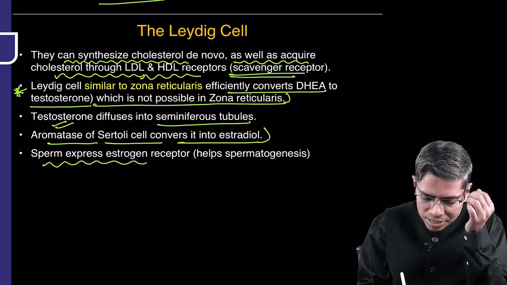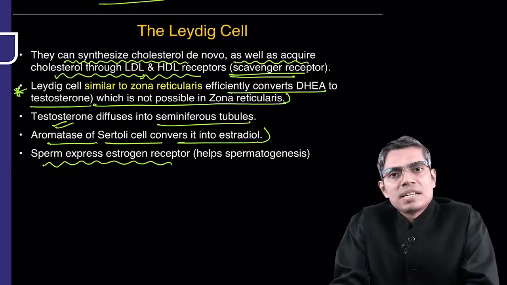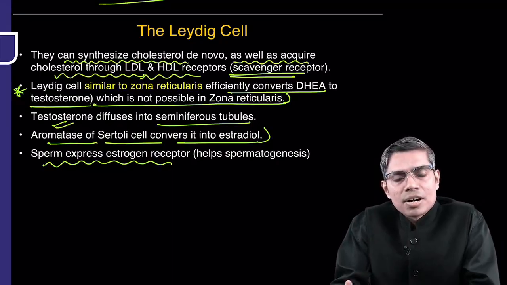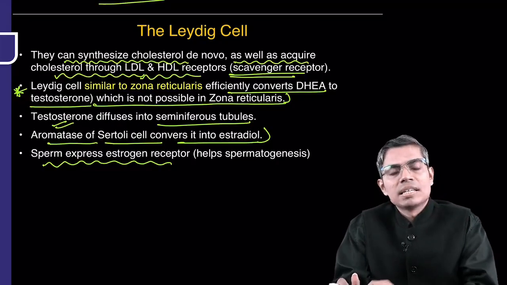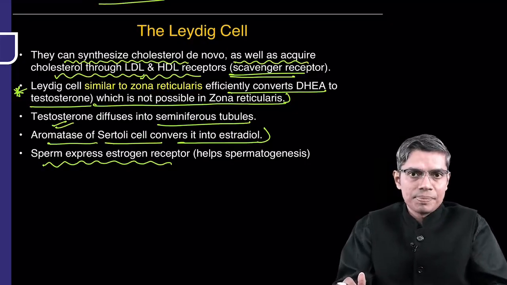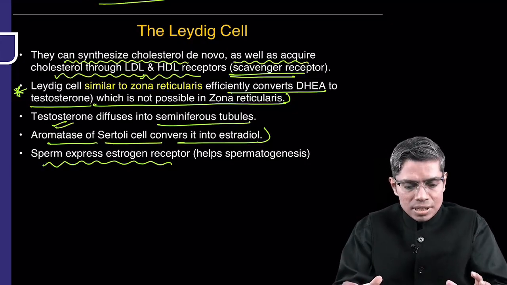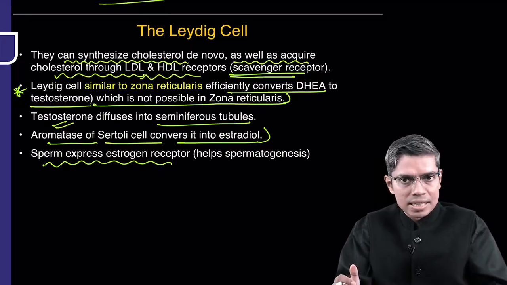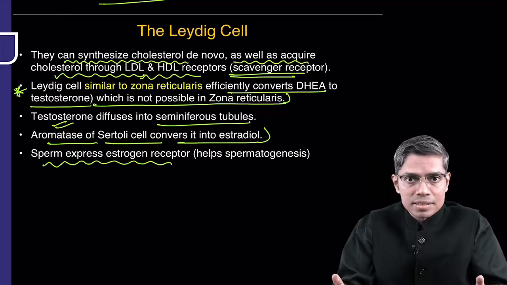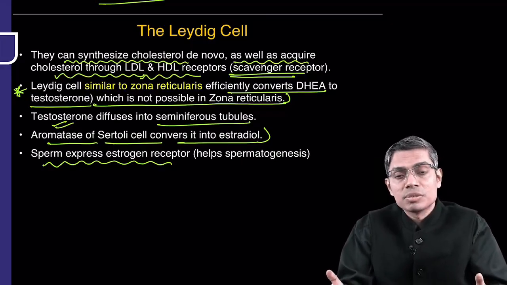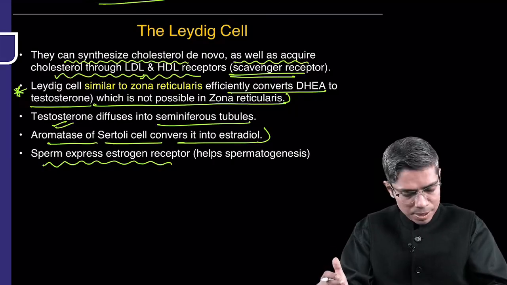Sperm expresses estrogen receptor. So, previously I told you the sperm does not contain androgen receptor, does not contain FSH receptor, but sperm contains estrogen receptor. And I'll tell you what is the function of this effect of estrogen on sperm, right? It helps in acrosomal biosynthesis. Estrogen helps in acrosomal biosynthesis at the level of sperm, right?